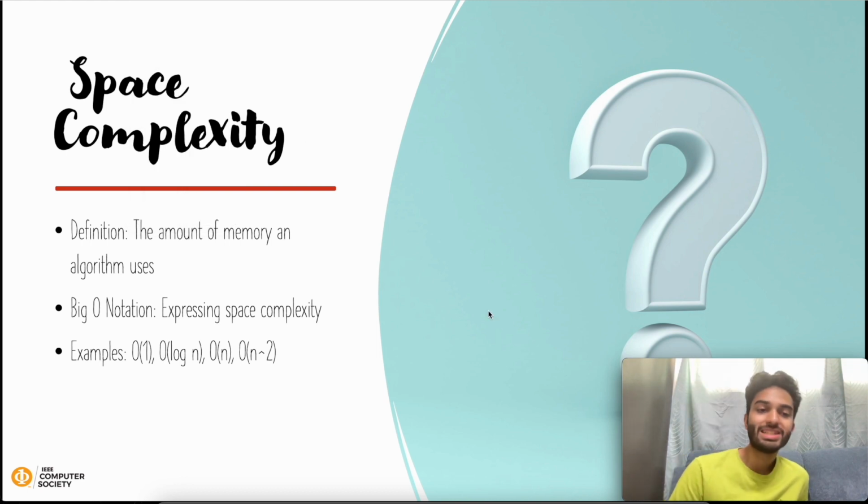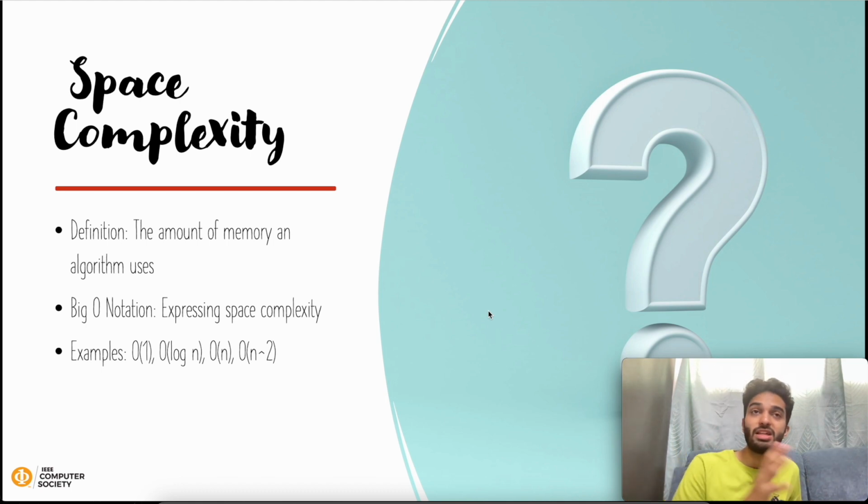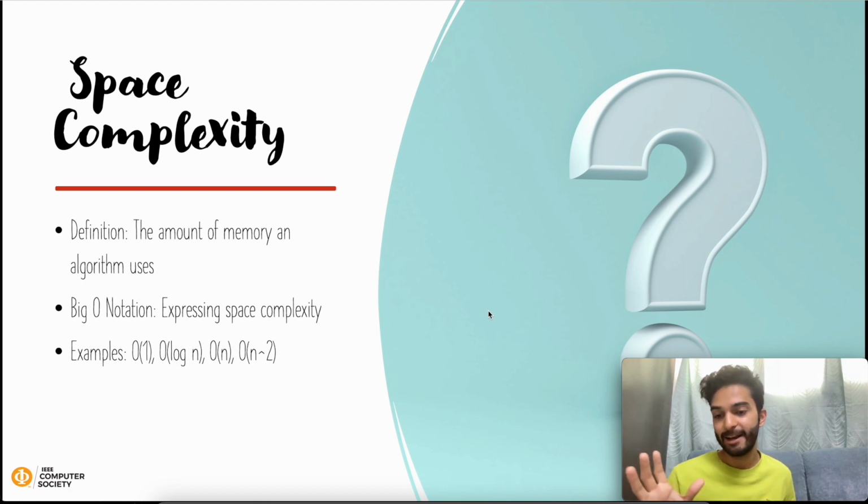So what is space complexity? The definition of space complexity is the amount of space, the amount of memory that an algorithm uses. So you can put it in two parts. You can say that it is the auxiliary space and the input space. The auxiliary space is the space required in order to solve the problem, and the input space is the space required in order to store the problem.